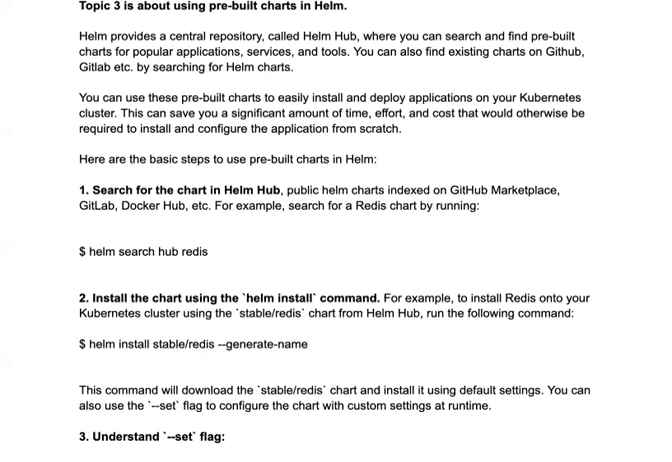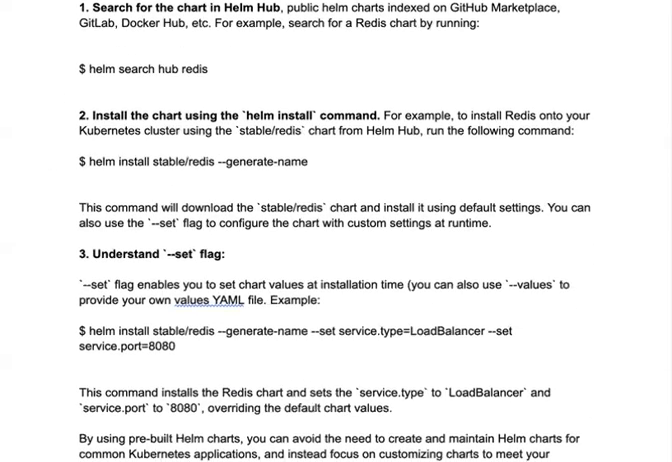Now, to install the chart using helm install, you can look for the stable repositories which are there for longer term support. Most of the software you will find there. So you can install using helm install stable and the application name. Like in this case, we have Redis, and you can generate the name. This command is going to download the stable version of the Redis chart into your Kubernetes cluster.